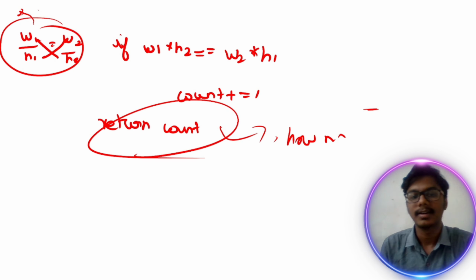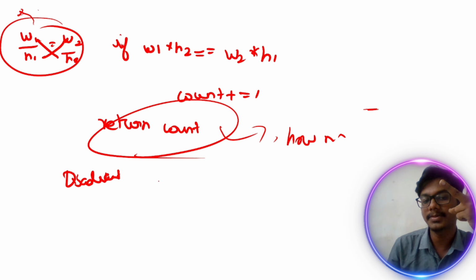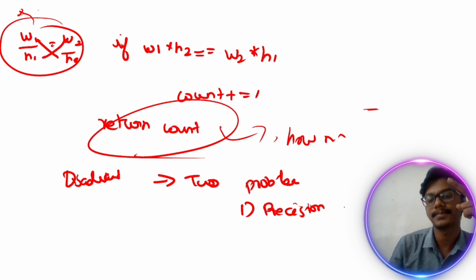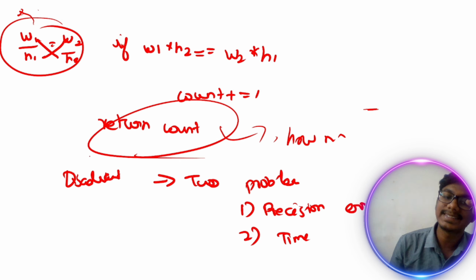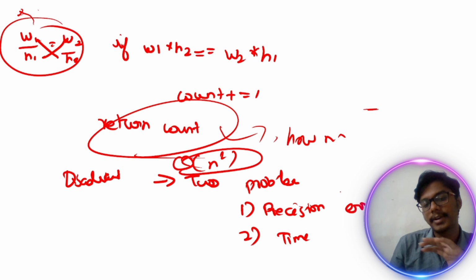So what disadvantages are we facing in the brute force solution? There are two problems we are facing, right? The first problem is all about the precision errors. We want to handle the precision errors, right? The second problem is all about the time complexity. If the length of the array increases, the time complexity also increases. It increases at O of n square, right? So I want to reduce this to big O of n.